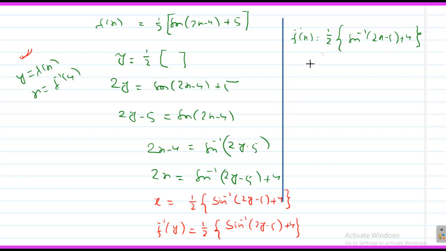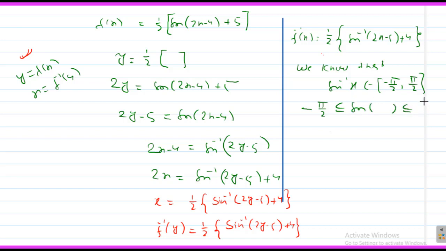Now you want to find the range of f inverse of x, means you want to find the range of the RHS part. We know that sine inverse of x belongs to minus pi by 2 to pi by 2. The important thing is x belongs to the closed interval minus 1 to 1. So minus pi by 2 is less than or equal to sine inverse of something, less than or equal to pi by 2, where that something is 2x minus 5, which lies between minus 1 and 1 only.